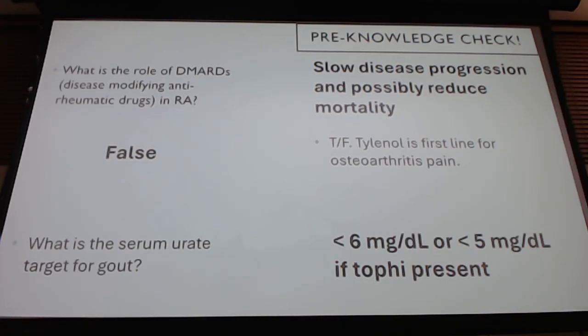And then looking at what is our serum urate target for gout. I don't try to make you remember a lot of different levels. This one I want you to look at and remember because we're going to see it, and a lot of our treatment is trying to target that goal. We'll see this in the slides as we go throughout. So less than 6 milligrams per deciliter, or less than 5 milligrams per deciliter if there's tophi present. And I have pictures so that we can talk about what tophi is.